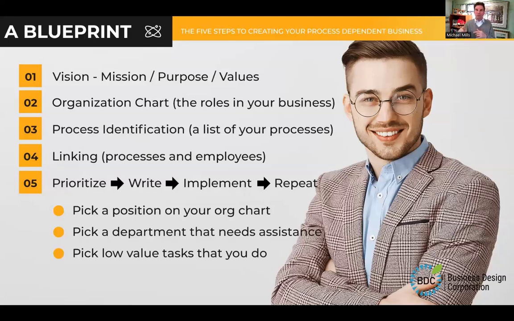So steps 1, 2, 3, and 4, that's kind of like a project. And really at most, that takes somewhere between 5 and 10 hours to do. Step number 5, the prioritizing, write, implement, repeat, that's ongoing in your business. You're never going to systematize your entire business. You're just going to write up the processes that are the most important to get written, and then you're going to implement them, and then you're going to innovate them, and you're going to repeat, and write other processes, and it's just an ongoing thing.